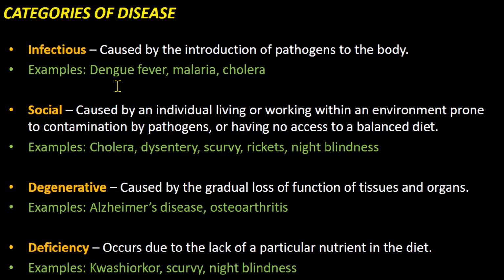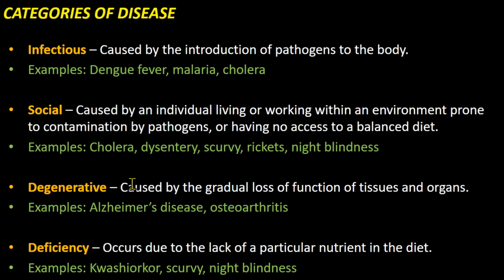Examples would be dengue fever, which is caused by a virus, malaria, which is caused by a protozoan, and cholera, which is caused by bacteria. Social diseases are caused by an individual living or working within an environment prone to contamination by pathogens, or having no access to a balanced diet. Let's say that the only water that they have is from a river that is often polluted. So examples of this would be cholera, dysentery, scurvy, rickets, and night blindness.